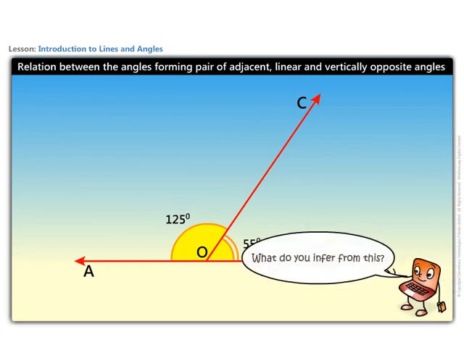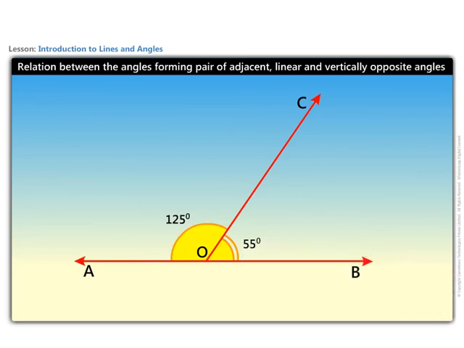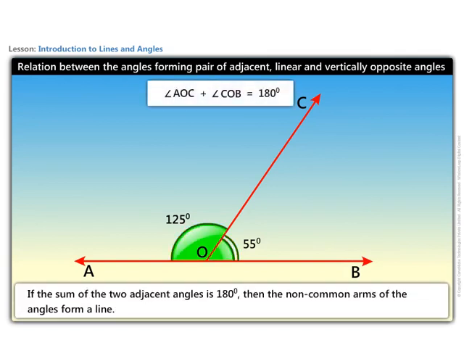What do you infer from this? From this, we proved another axiom of the linear pair of angles. If the sum of two adjacent angles is 180 degrees, then the non-common arms of the angles form a line.